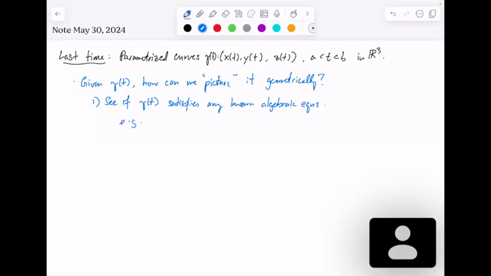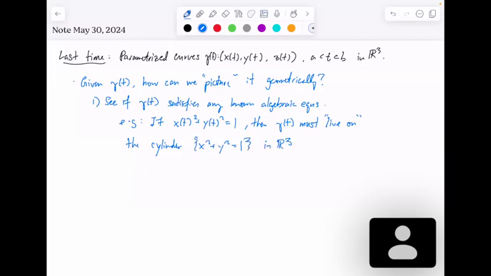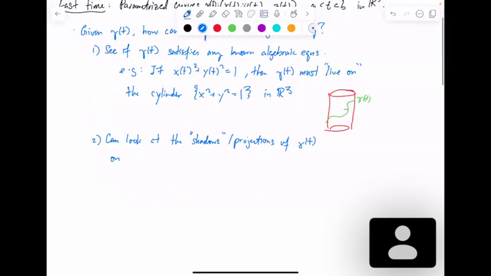For example, if given a parameterization this is true, then gamma of t must live on the cylinder x squared plus y squared equals 1 in R3. Let's say here's a cylinder, and gamma of t must somehow be confined to the cylinder. More generally, you could also look at its shadows, or projections, of gamma of t on the coordinate planes.